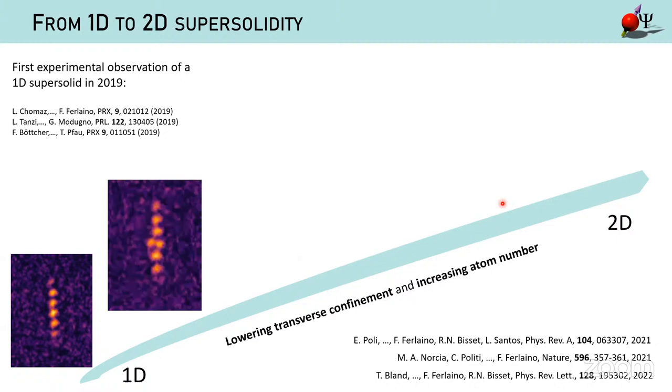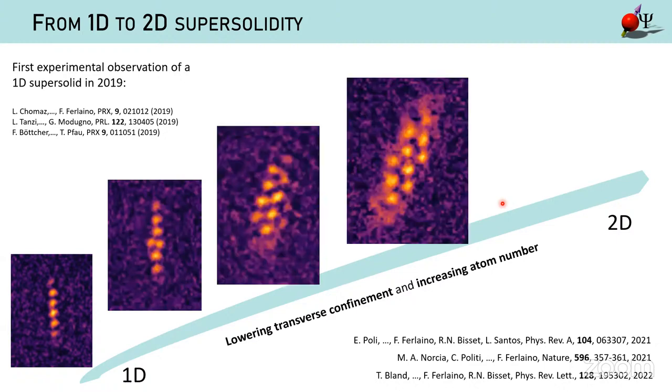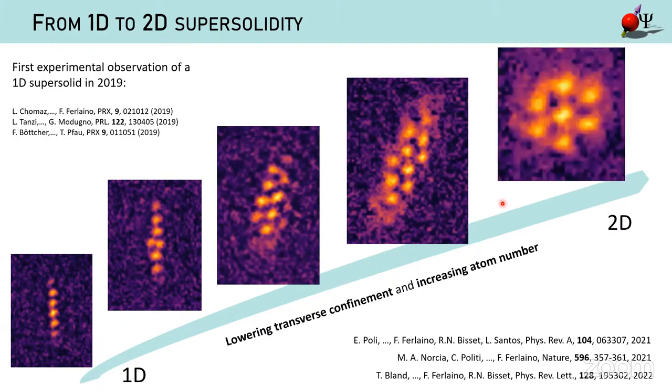But then we managed to extend supersolidity also to states with more rows. And we also reached this nice 2D circular supersolid. And for us, this was very important because having a nice 2D supersolid unlocked another possibility for us, which is the study of rotations. Why are rotations so important in our system?